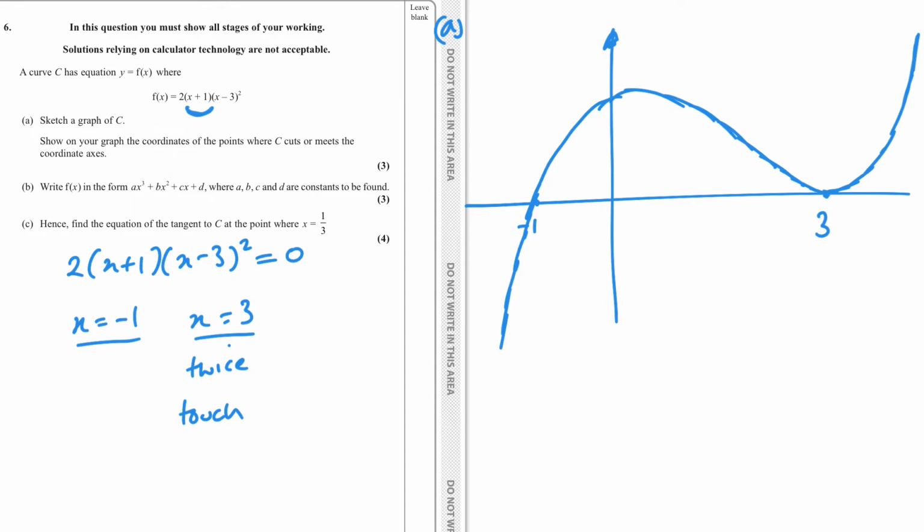Now I also need to find where it's going to cross that y-axis, and to do that I need to look at my numbers. So we got 1 here, we got times by minus 3 squared, so minus 3 times minus 3 is 9, 9 times 1 is 9, so normally it would cross at 9, but with the 2 here means it crosses at 18. So this point here is 18. And there is my quick sketch for C.